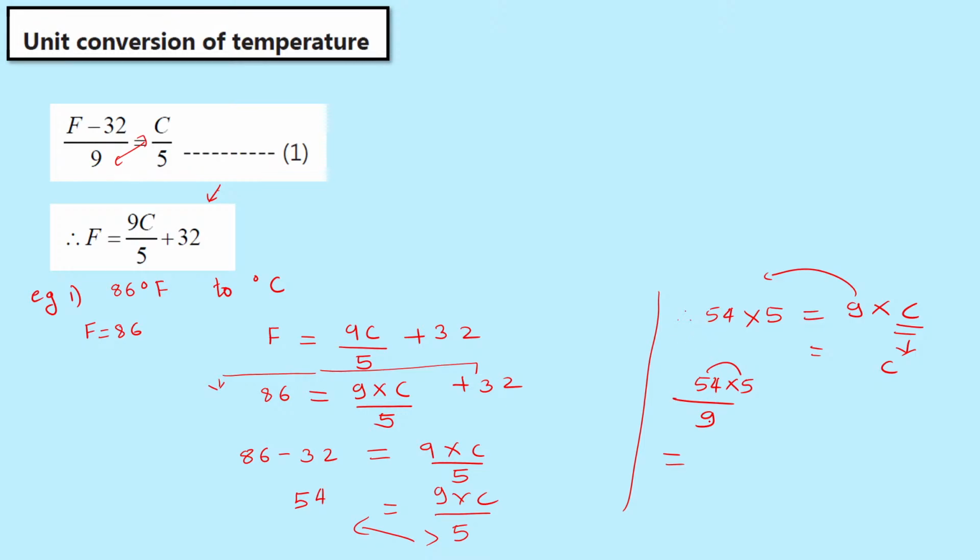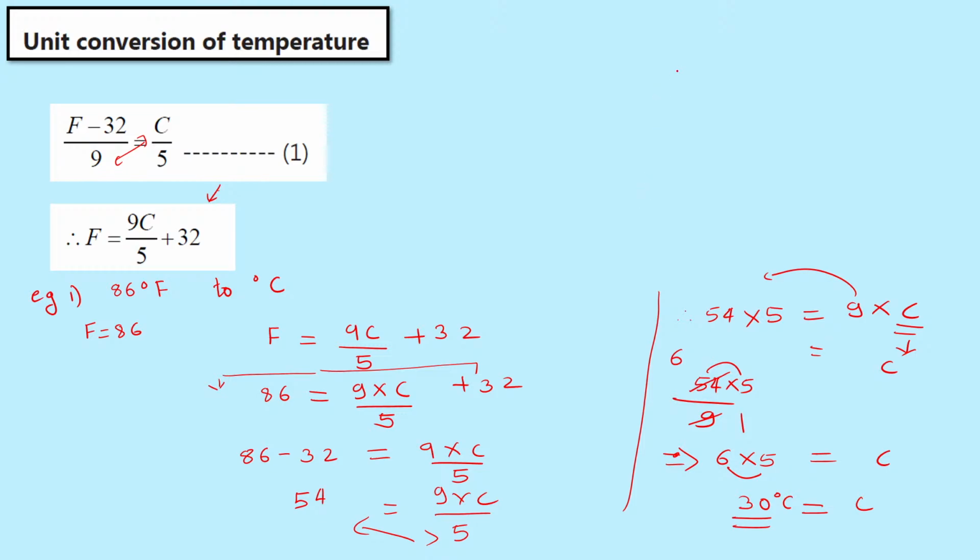Okay, or you can cross multiply. 9 ones are 9, 9 sixes are 54, isn't it? So there we have the number, and therefore we have 6 into 5, which is nothing but 6 fives are 30. So how much number did I get? It will be 30 degrees Celsius.